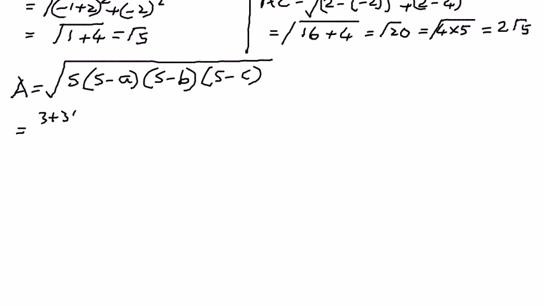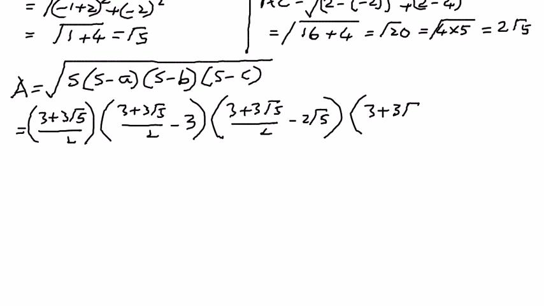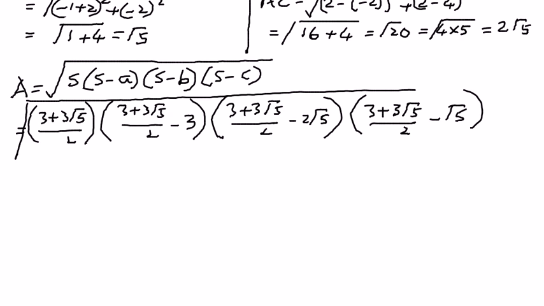3 plus 3 square root of 5 divided by 2, that is the value of s, times 3 plus 3 square root of 5 divided by 2 minus the value of a is 3, and then 3 plus 3 square root of 5 divided by 2, and the value of b is 2 square root of 5, like that, and then times 3 plus 3 square root of 5 divided by 2 minus square root of 5. We got all the values, and then all of this is under the square root symbol. And now we will simplify this and see what we get. This is going to be 3 plus 3 square root of 5 divided by 2 times, and when we simplify this, the common denominator here is going to be 2.